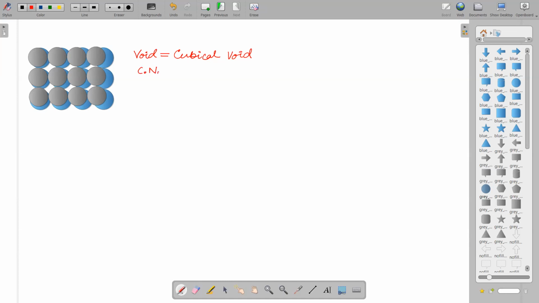6. How? Okay, 8. Others can also. Somebody is saying 8. But again, I will be asking how. You have to tell me how every atom is touching 8 atoms or 6 atoms. How is it touching?